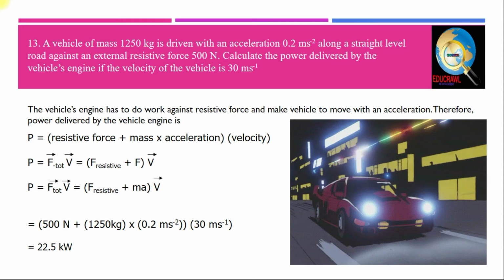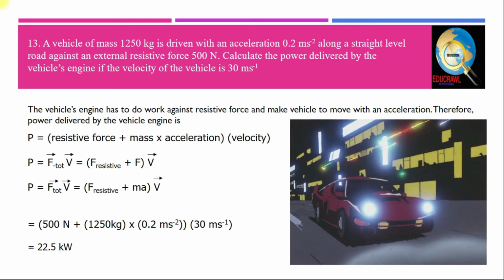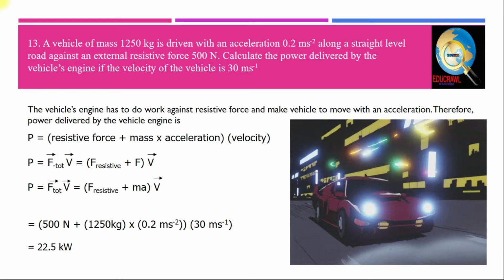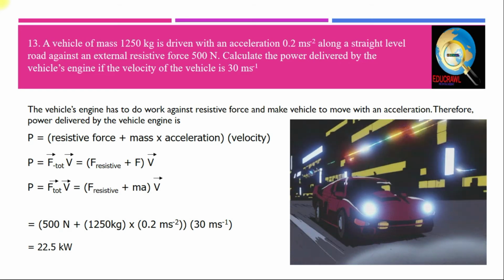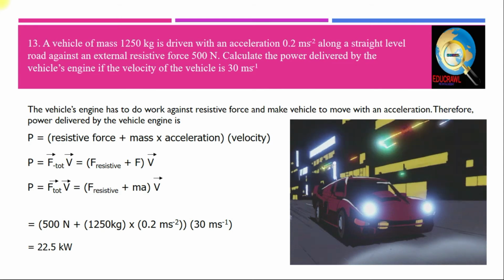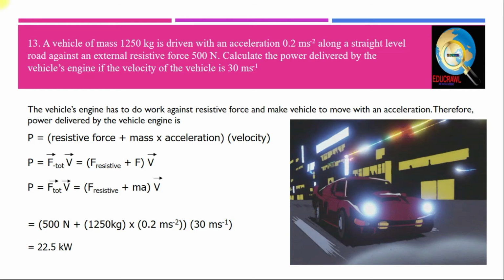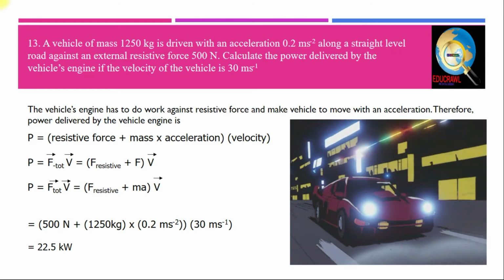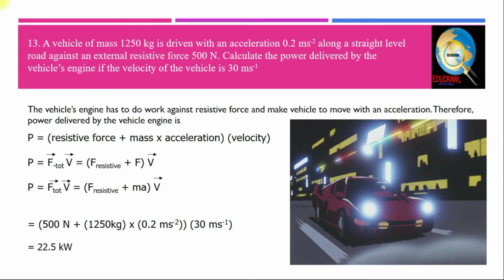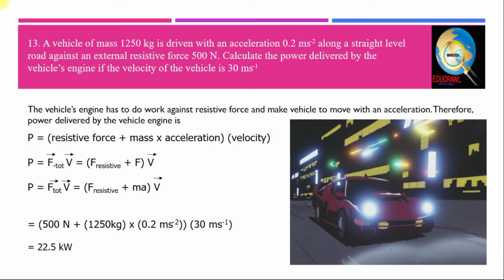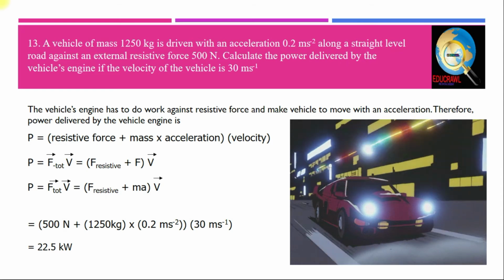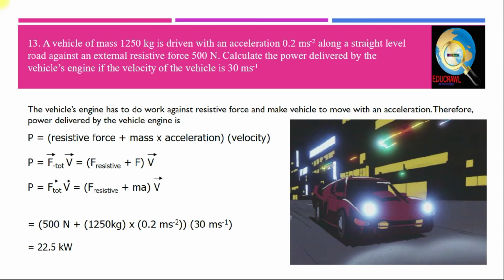We know the relation between power and velocity as P is equal to F into velocity. But here two forces are acting. One is the force with which it is accelerated. Another one is the resistive force. So instead of F, we have to find the total force, which is the sum of the resistive force and the force with which it is driven with an acceleration of 0.2 meter per second square. So we have to add that force and substitute here.